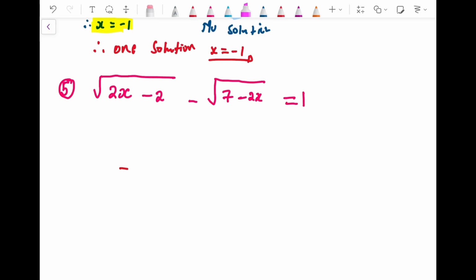Number 5, here we have square root of 2x minus 2 minus square root of 7 minus 2x is equal to 1. So with this one, it is very difficult to separate.